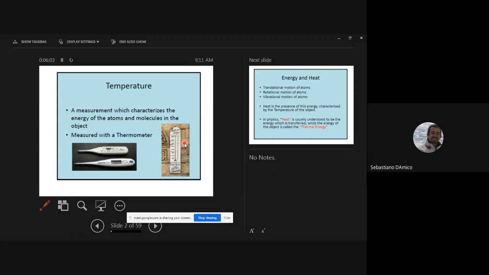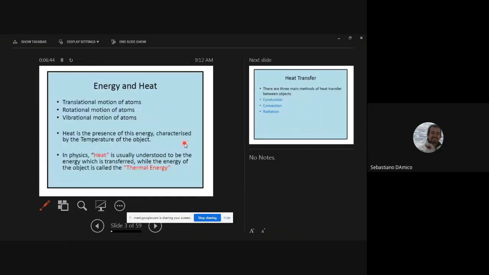But here we are introducing another keyword that we usually use quite loosely and sometimes in a very uncontrolled manner. This keyword, which we're going to use and repeat several times today, is energy. So let's see what energy means and how it is related to heat, or are energy and heat the same thing?